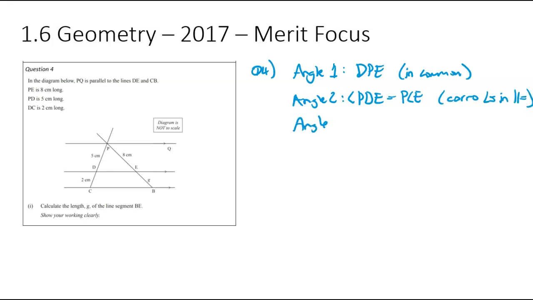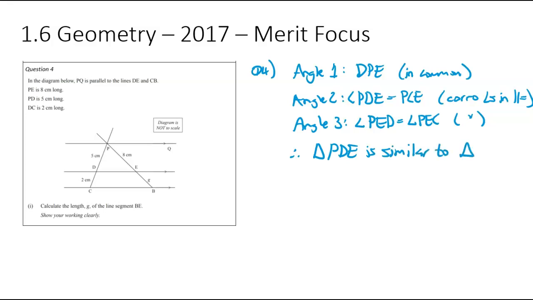And then finally, the third angle down the bottom, angle PED, that's equal to angle PEC. Same reasoning. Therefore, triangle PDE is similar to triangle PCB. So when I looked at the answer schedule, this part here wasn't useful. It wasn't in there, but I thought you can't really do this question without proving you have similar triangles.